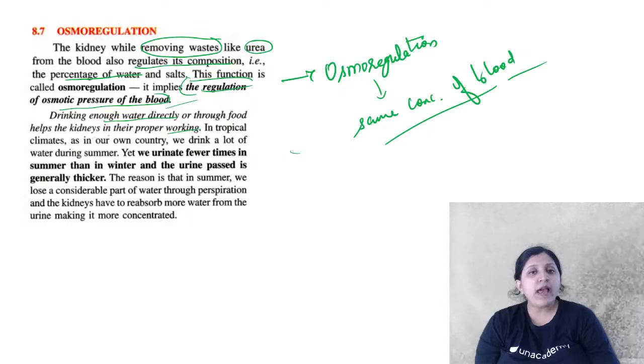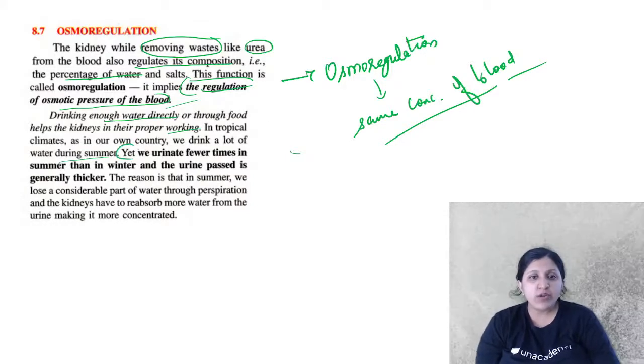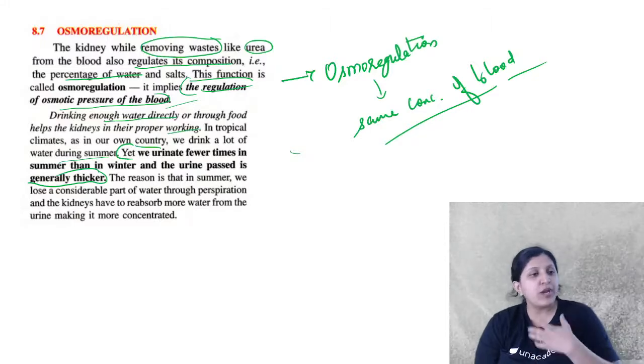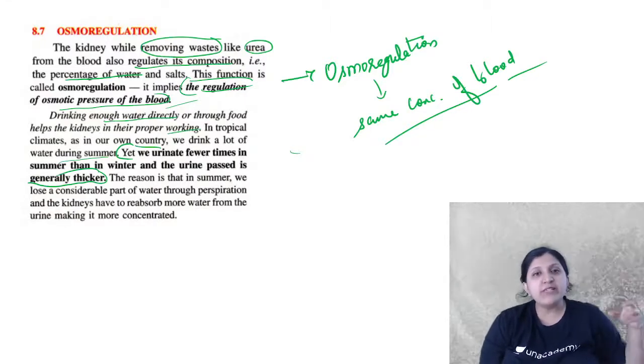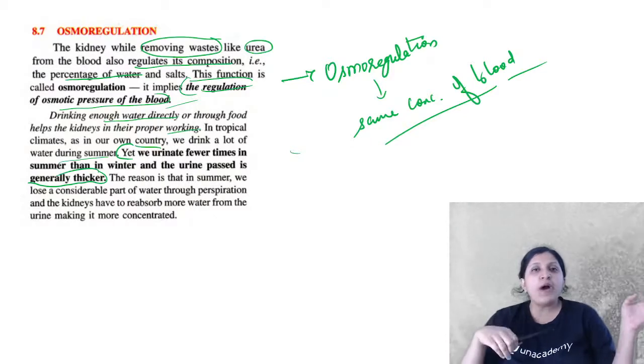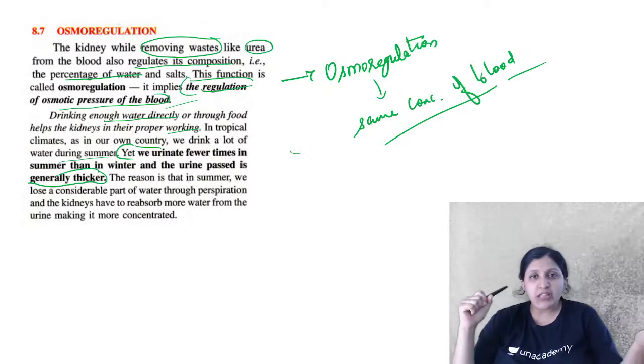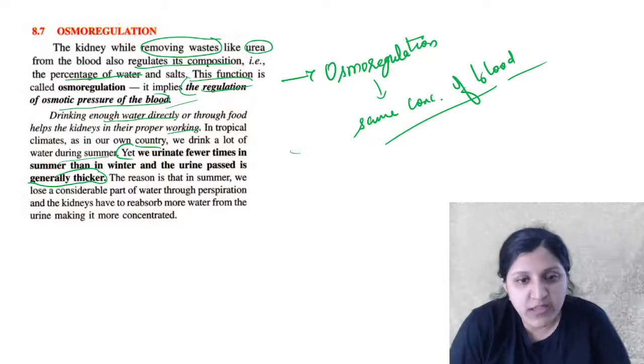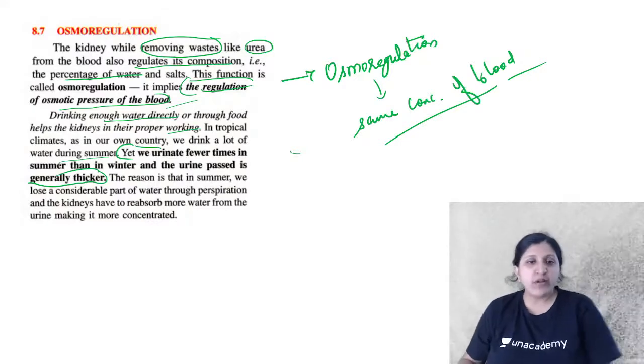In tropical climates, as in our own country, we drink a lot of water during the summer, yet we urinate fewer times. For this, you will get a give-a-reason question, so you need to be very careful and write the same answer over here. And previously we studied the afferent arteriole and the efferent arteriole, and they can ask you why the efferent arteriole has thicker blood. There also they can ask a give-a-reason type question.